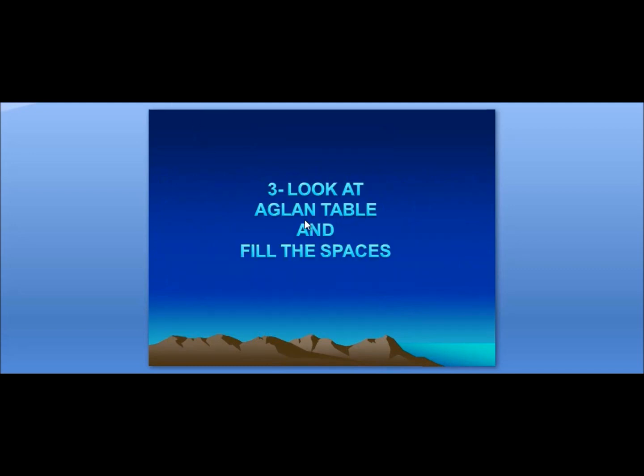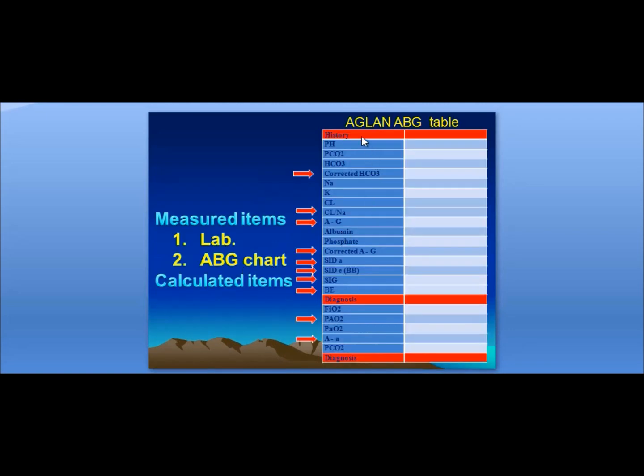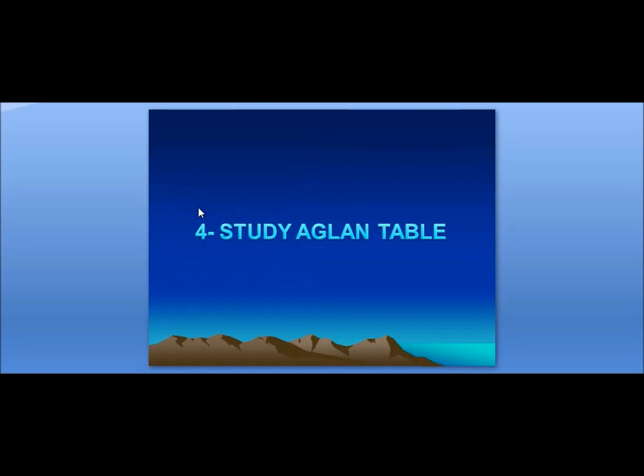Number 3, look at the Aglan table and fill the spaces. These spaces are 2. Number 1, the measured items will be taken from the lab investigation and the ABG chart. Then the calculated items with these red arrows, you have to calculate it before starting the Aglan ABG table. Number 4, study Aglan table.